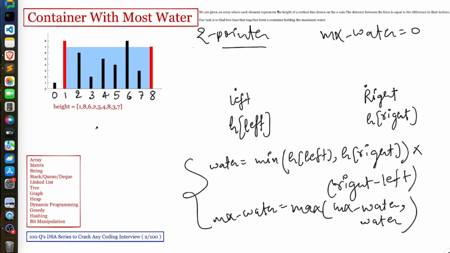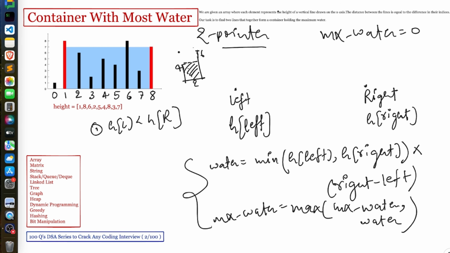So let's consider the first case, when h of left is less than h of right. See, your left height is less than the right height. Let's take an example. Let's say your left height is 4 and the right height is 6. The water that is trapped here is the minimum of these two into the distance. Let's say the distance between these two is 2. So the water content is 4 into 2, which is 8, right? So 8 is the water content in between these two heights.